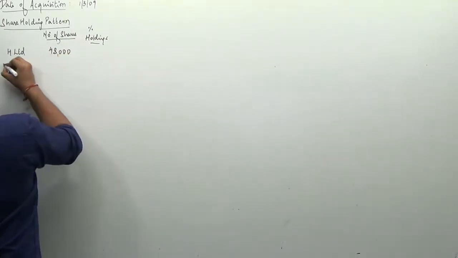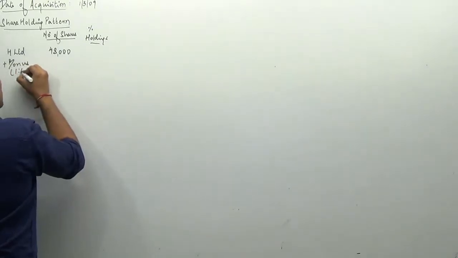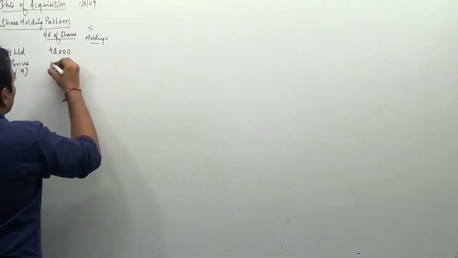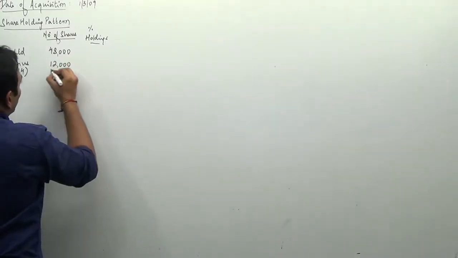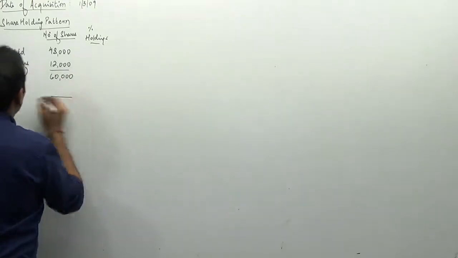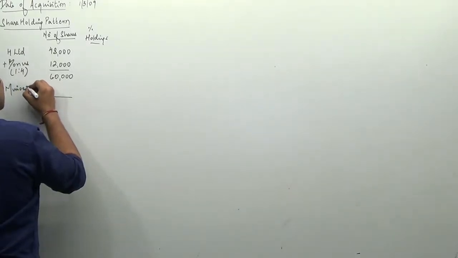But he is entitled to receive a bonus of 1:4. So with a 1:4 bonus, he'll get 12,000 shares as bonus shares. His total number of shares becomes 60,000. Minority holds whatever balance shares.